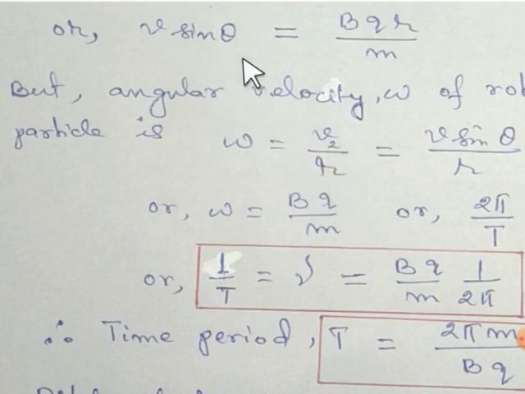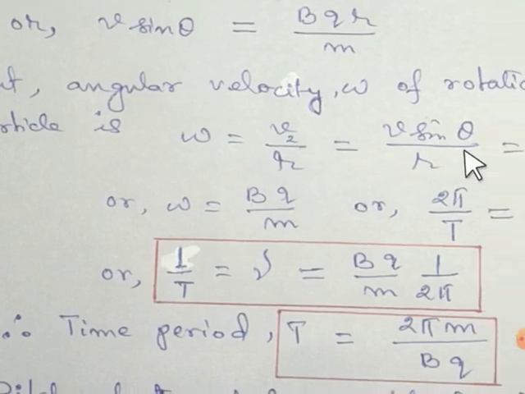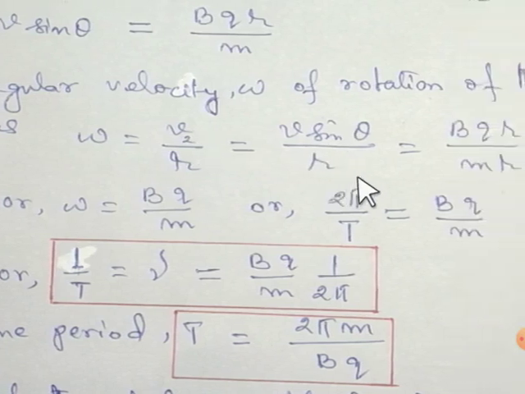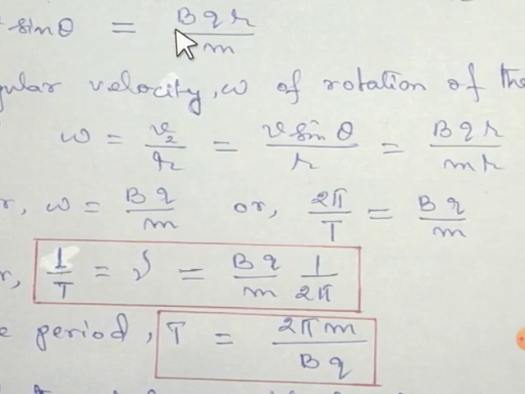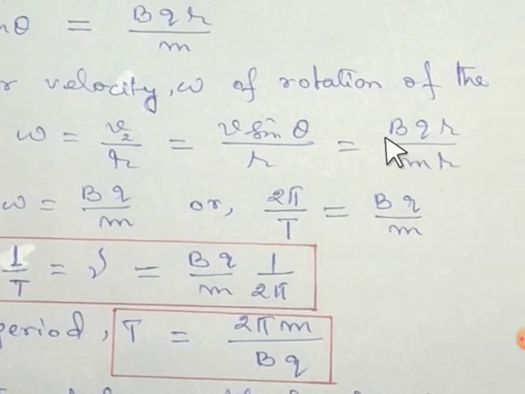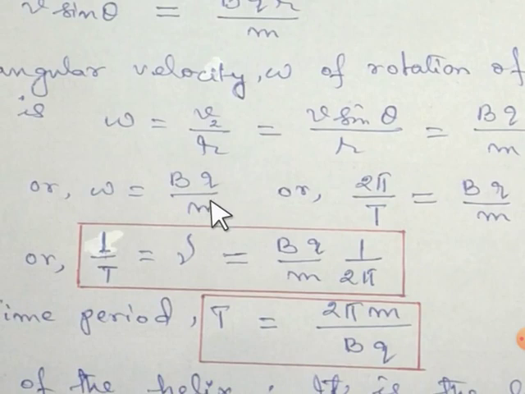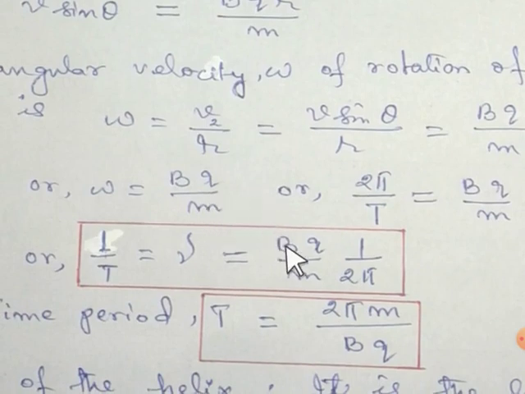What is this v2? It is nothing but V sine theta, okay? So we replace this v2 by V sine theta by R, and then this V sine theta by R means what? You replace V sine theta instead of that, and R will be there here like this. So if you cancel this R and R, then you will have omega equal to BQ by M. So after cancelling, what happened? Your omega will be BQ by M.